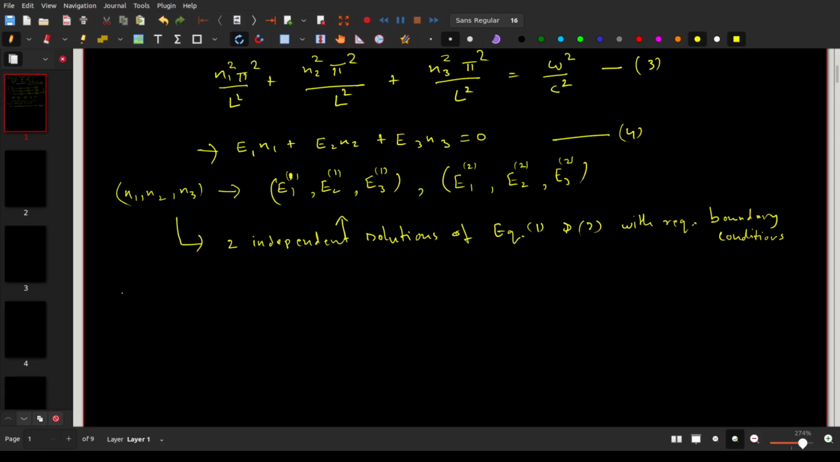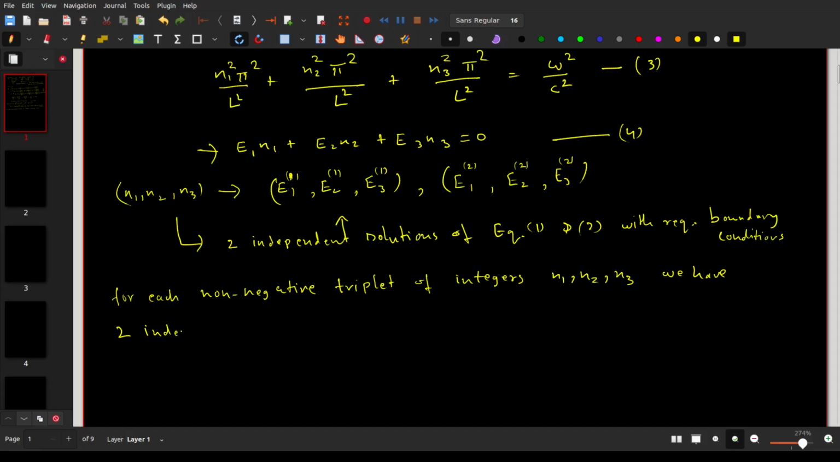So in fact, for each non-negative triplet of integers n1, n2, n3, we have two independent solutions, or modes.